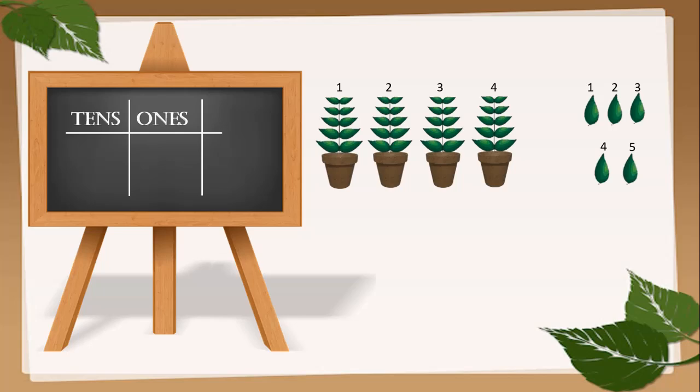Is this enough to make a group of 10? No, it is not possible. So, we have 4 groups of 10s and 5 left out leaves means 5 ones. So we have 45 leaves. Write the number.